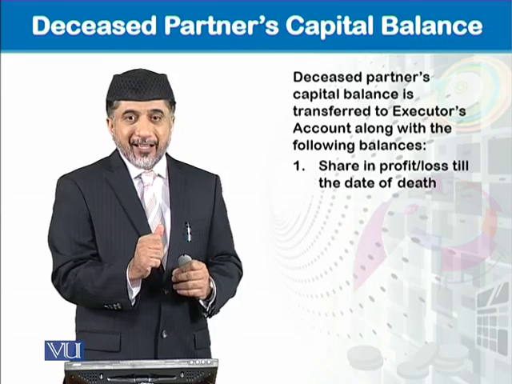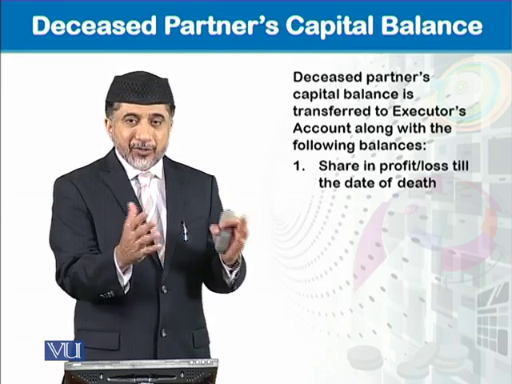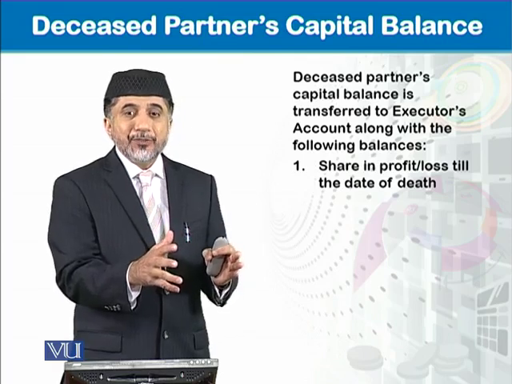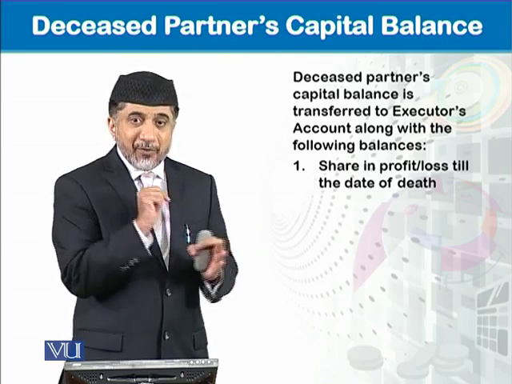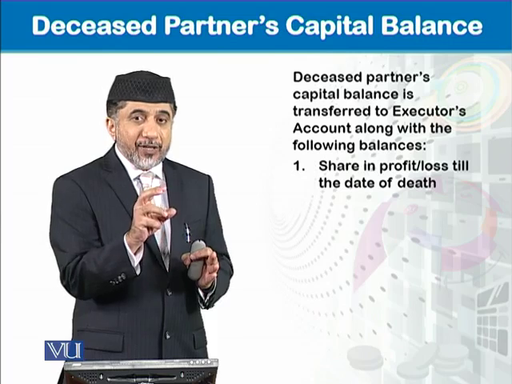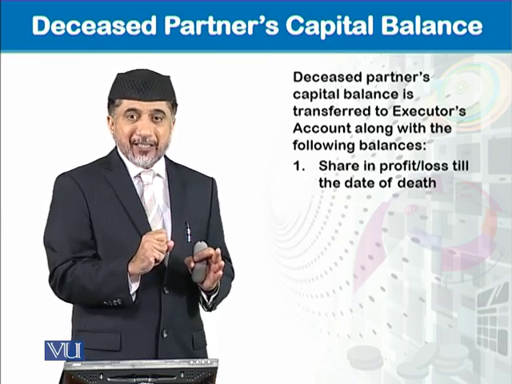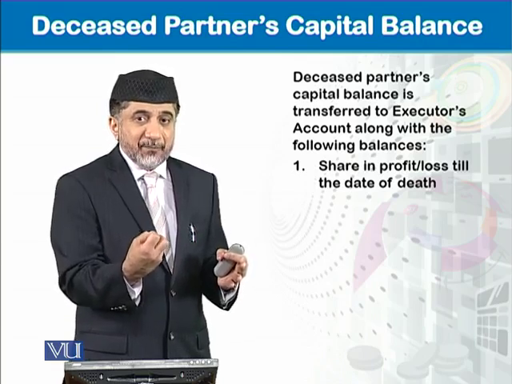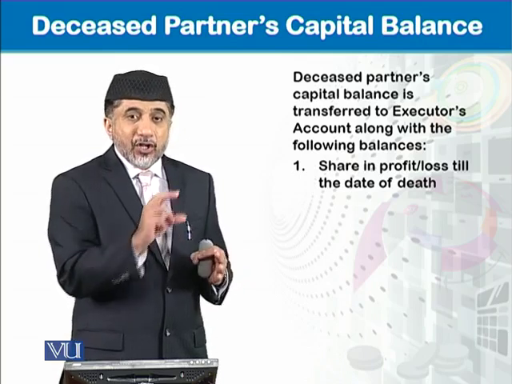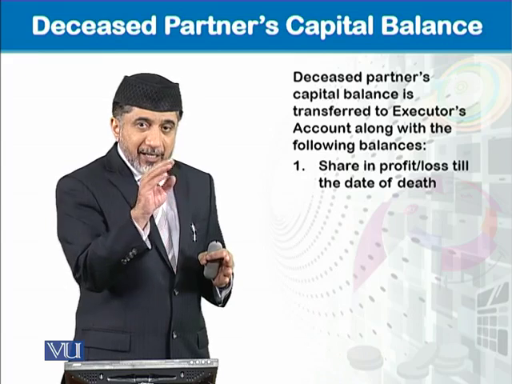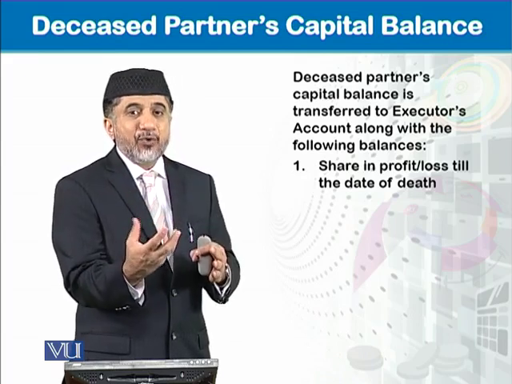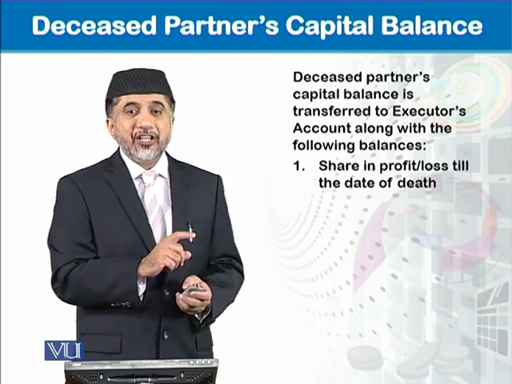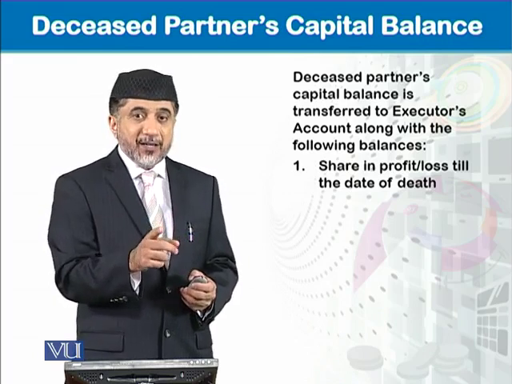Supposedly, that partner was alive in that year for 4 months. So we'll work out profit for those 4 months first, and in those 4 months' profit, we will calculate the profit which belongs to the deceased partner. Obviously, it's logic. So if the deceased partner's share is supposedly 3/5, the 4 months' profit will be calculated first, multiplied by 3/5, and we get the share of the deceased partner in those 4 months' profits. So the executor's account will be credited with that share in profit of the deceased partner for that period.